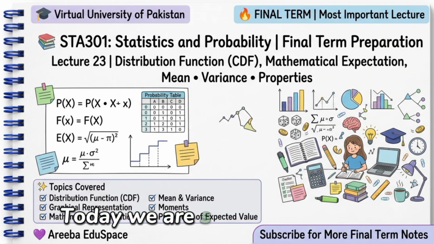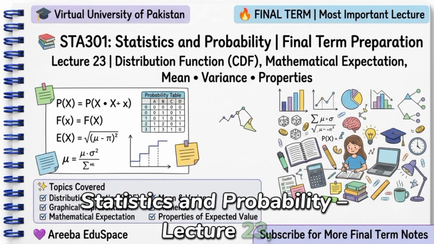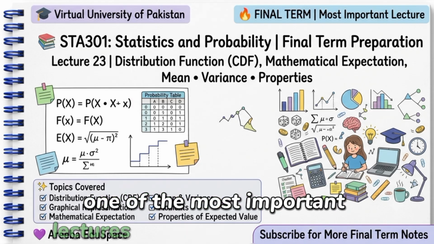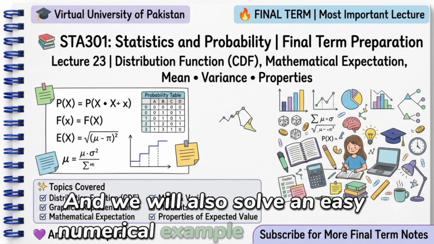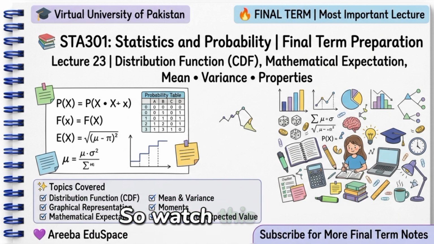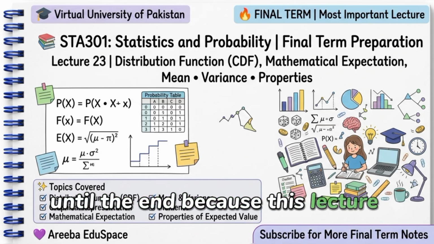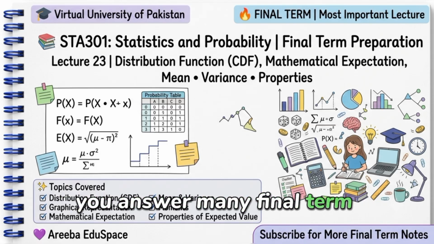Today we are studying STA301, Statistics and Probability, Lecture 23, one of the most important lectures for your final term exam. In this lecture, we will learn distribution function, probability distribution, mathematical expectation, mean, variance, standard deviation, moments, and we will also solve an easy numerical example step by step. So watch this video until the end because this lecture can help you answer many final term questions.